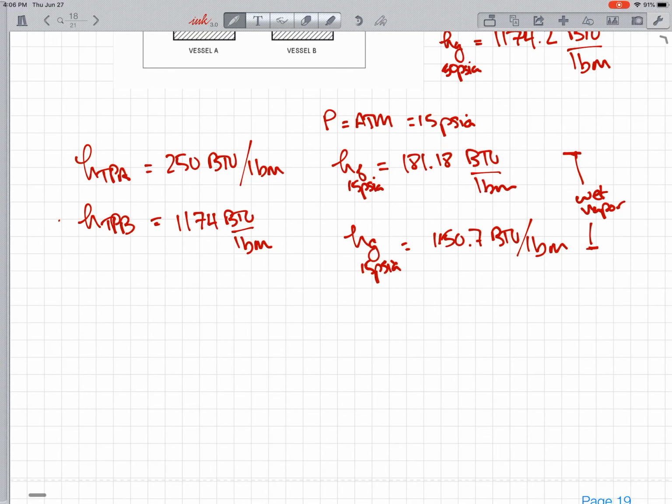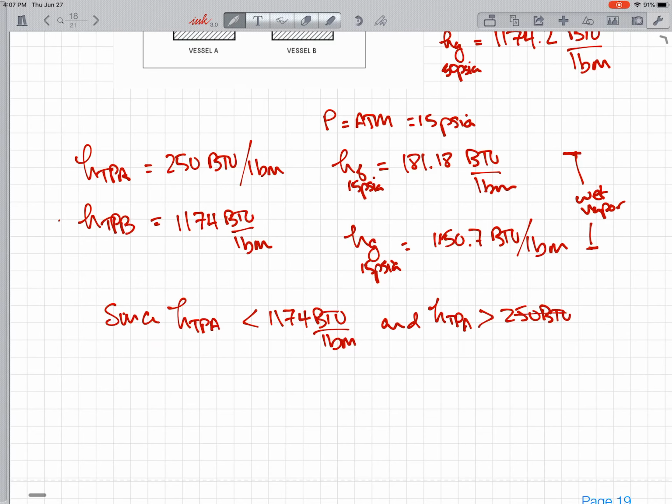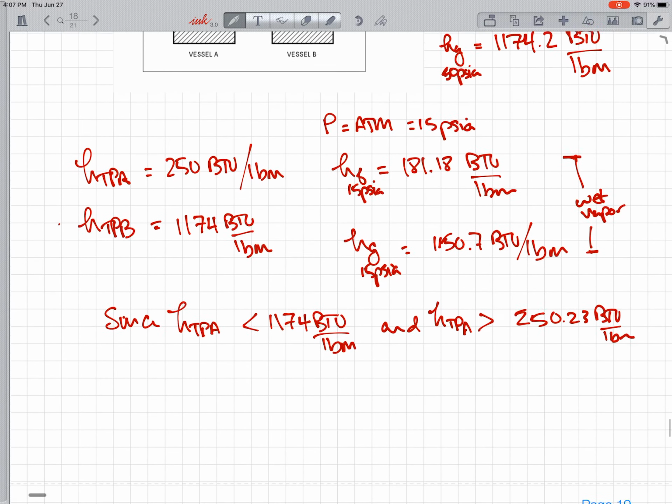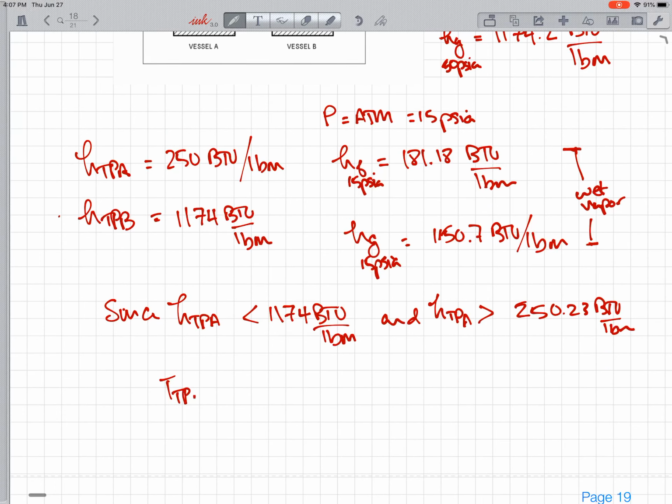Alright, so since enthalpy of tailpiece A is less than 1174 BTUs per pound mass, and enthalpy of tailpiece A is greater than 250.23 BTUs per pound mass, the temperature at tailpiece A is wet vapor at Tsat equals 281 degrees.